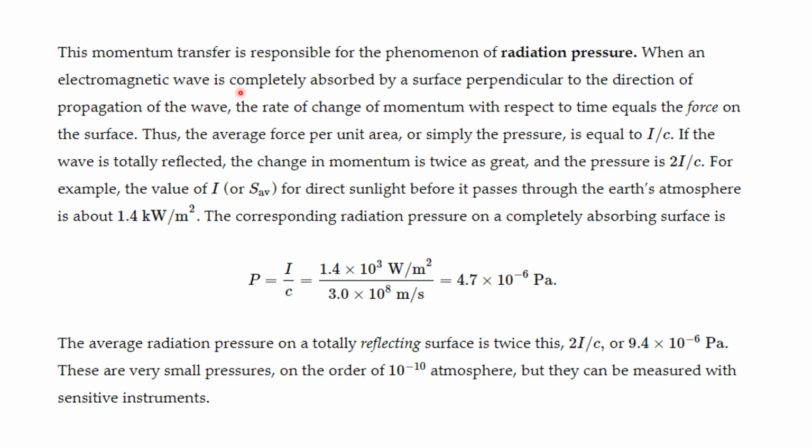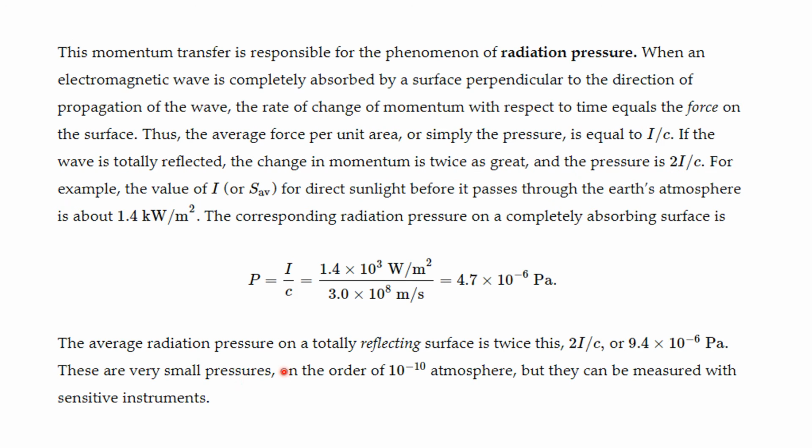Now, I should have said more. So this is equal to I over c whenever the surface absorbs the light. If it is reflected, what happens is the pressure is 2I over c. This 2 is similar to how come we get a 2 in the Doppler equation that we used in ultrasound.